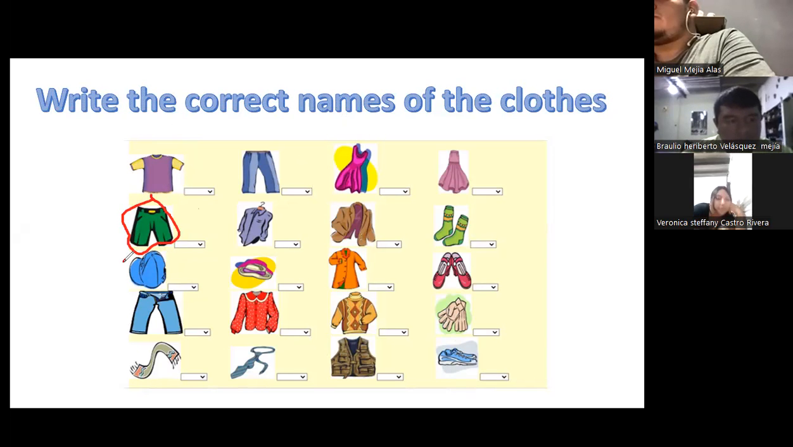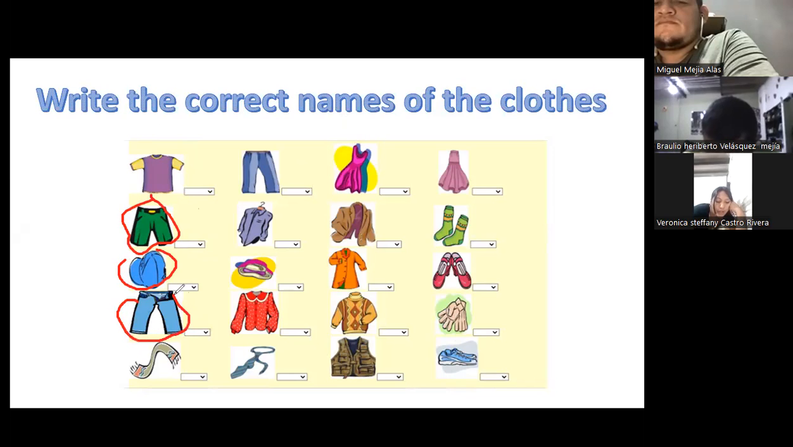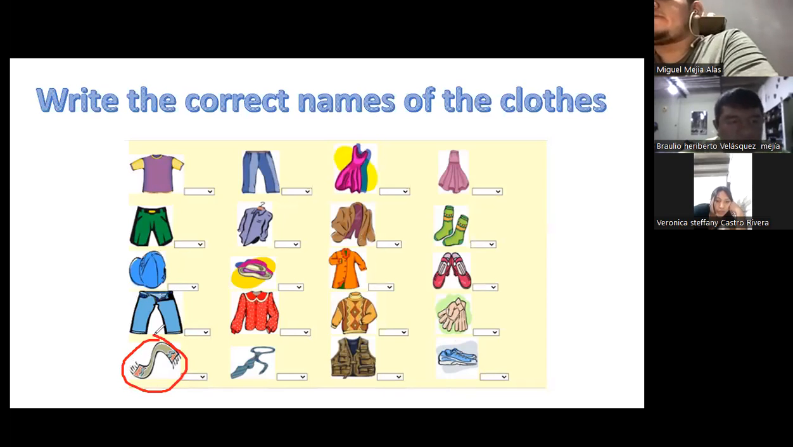¿Cuál es la siguiente? Cup. It's a cup, right? Yes. Okay, ¿y este que están acá? Jeans. These are jeans, of course. So we can see the jeans. And what about this one? Scarf. Yes, that's what we call scarves, right?